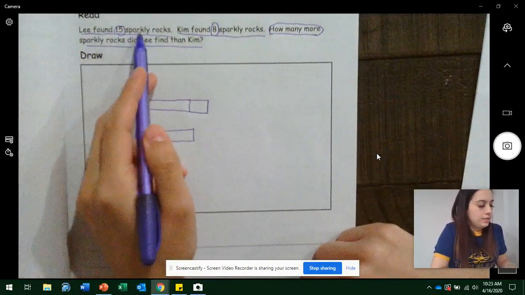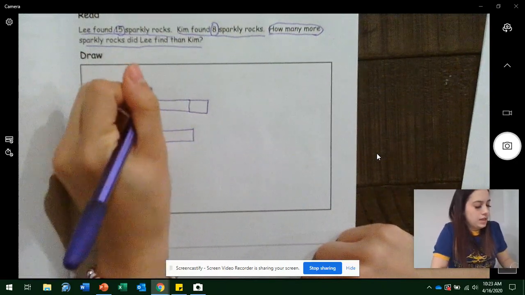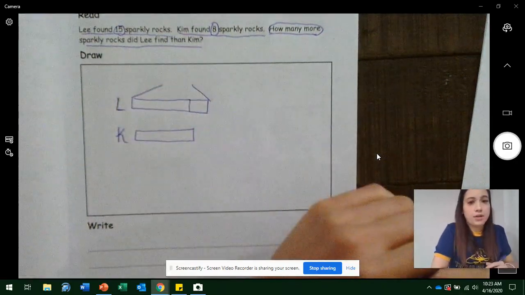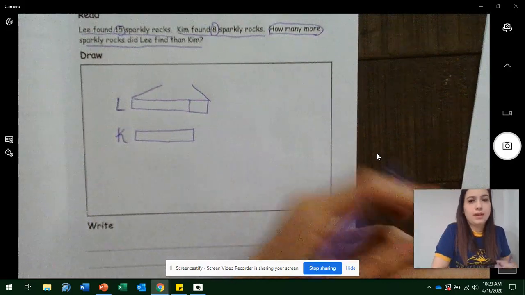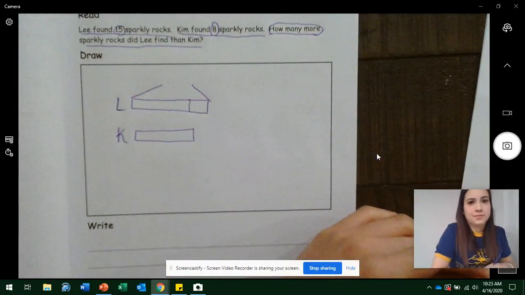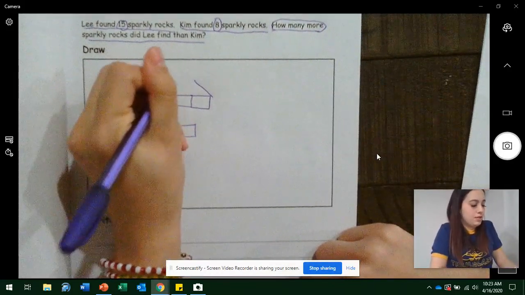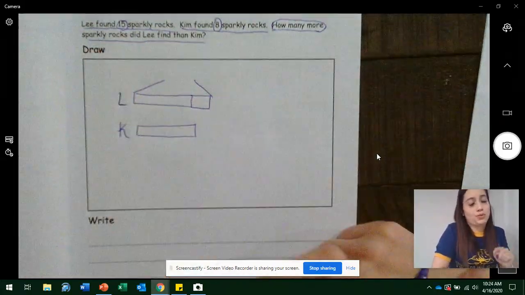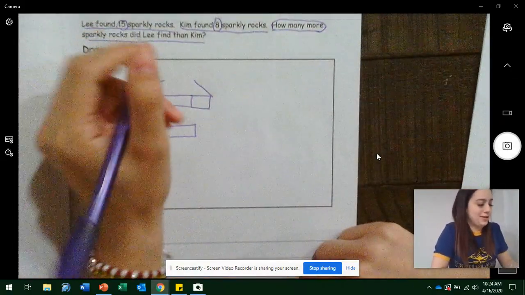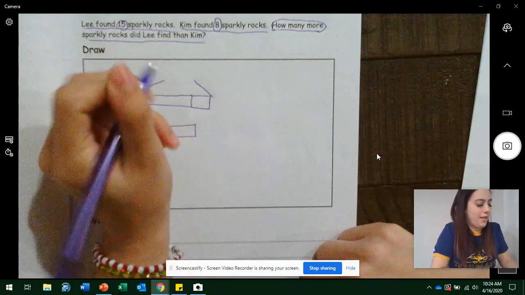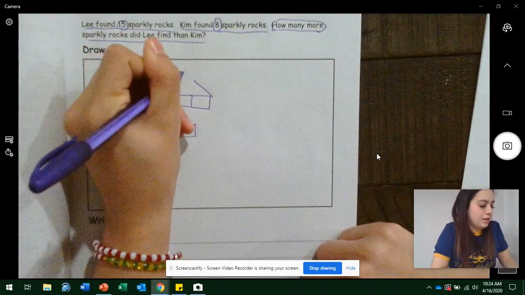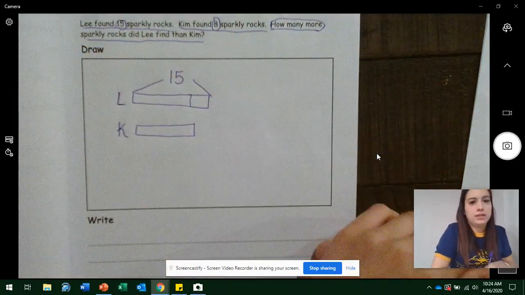So Lee found 15 sparkly rocks. So that means that 15 is in my part or a total? Get ready. Yes, it's a total. You were right. Miss Gomez was wrong. It's trying to trick you. So 15, we're going to place it as our total. Go ahead and write it.